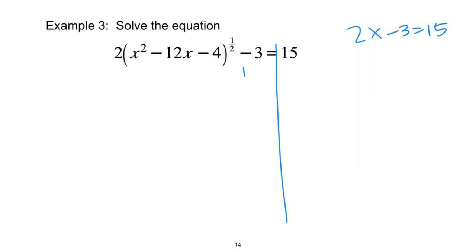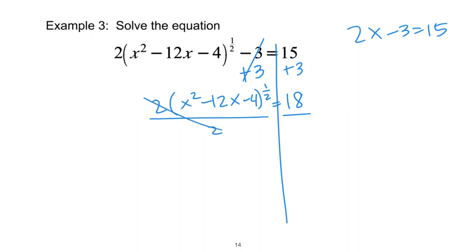So I'm going to add 3 on both sides to get rid of that. And all this stuff is left, equals 18 now. And then I'm going to get rid of that 2 by dividing by 2 on both sides. Still all this stuff over here. We're going to get rid of it in a second. And 18 divided by 2 is now 9.